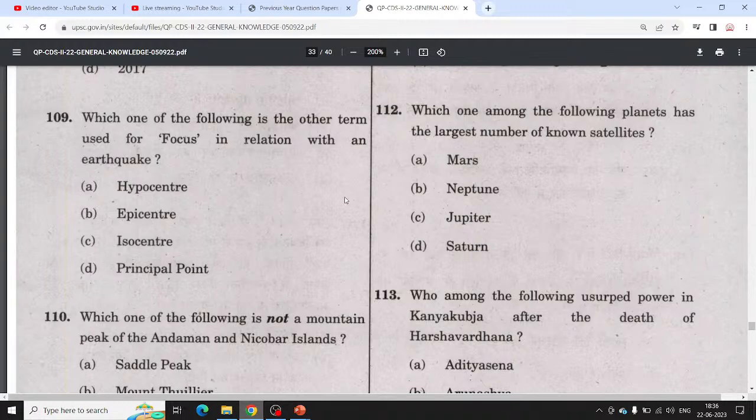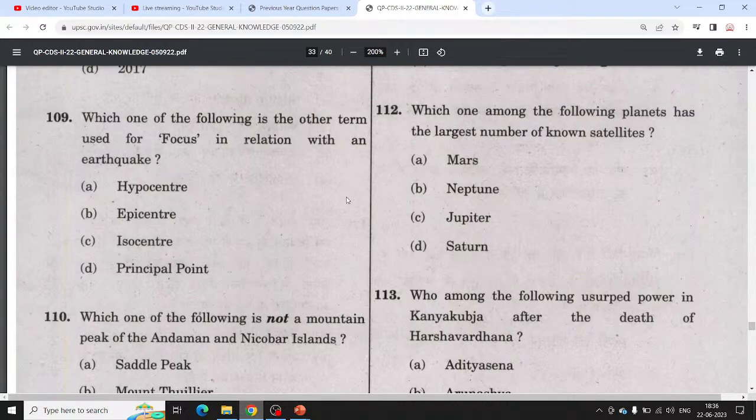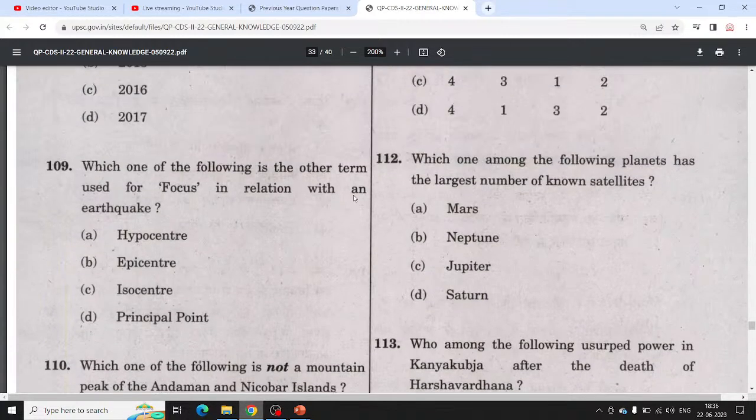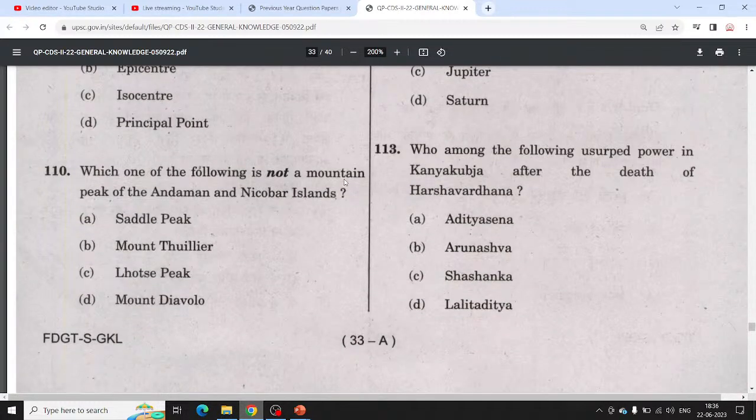Okay, now look at this. Look, from geography, a question from earthquake: epicenter and focus. But this focus is different. Focus in geography is different and in physics it's different. Okay, see, a question has come from Andaman and Nicobar and Lakshadweep islands. One question has come from Andaman and Nicobar, okay.